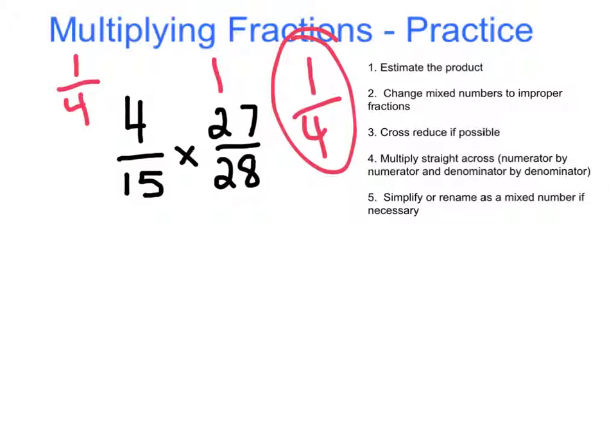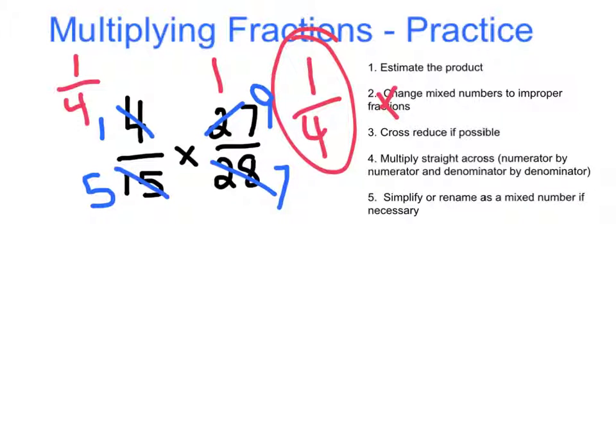Okay, there are no mixed numbers to change to improper fractions here, so I'm going to go straight to cross-reducing. 4 divides into 28. 4 will go into 4 once, and it'll go into 28 7 times. 15 does not divide into 27 evenly, but 3 goes into both of these. 3 goes into 15 5 times, and 3 will go into 27 9 times.